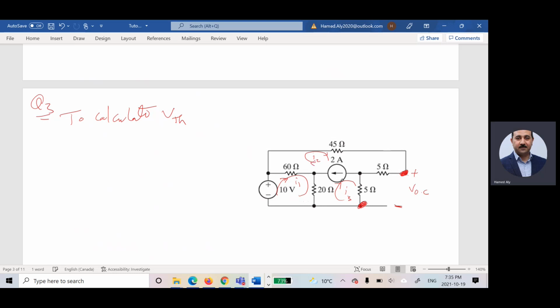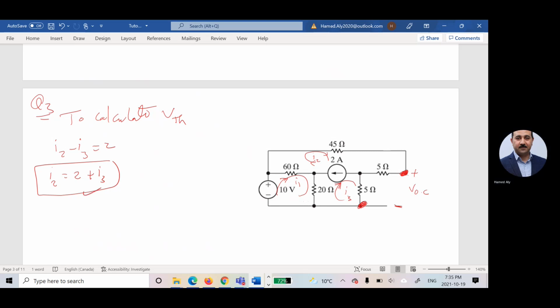I2 minus I3 is equal to 2. So I can say I2 minus I3 is equal to 2. Based on that, I can say I2 is equal to 2 plus I3. Please, from the beginning, substitute this guy by this. Because if you didn't do that, you will have 3 equations in 3 unknowns. And I don't like to see 3 equations in 3 unknowns.